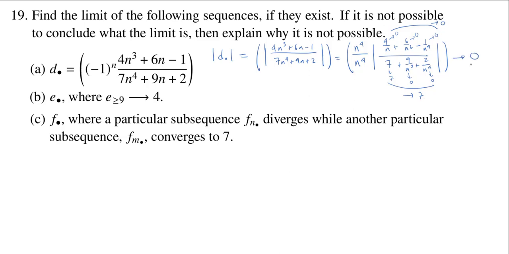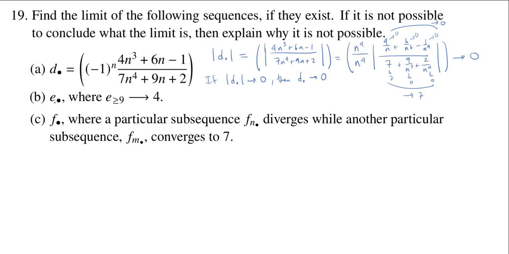So D, absolute value, converges to 0. But we had a result which says if the absolute value converges to 0, then the sequence converges to 0. Okay, if the absolute value is getting very close to 0, then D can't be jumping away. Okay, so there we go. How about part B?